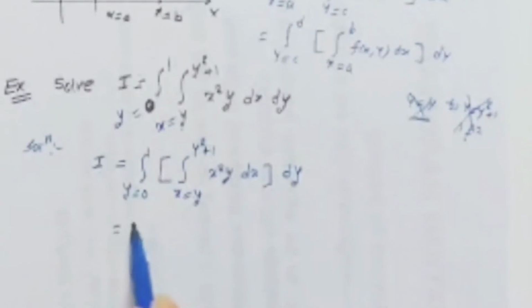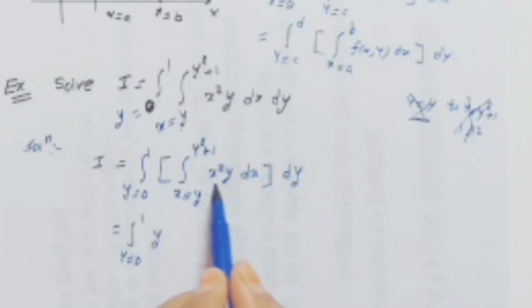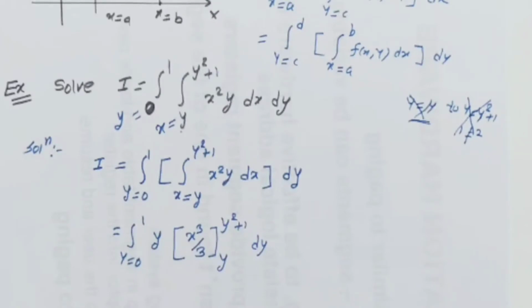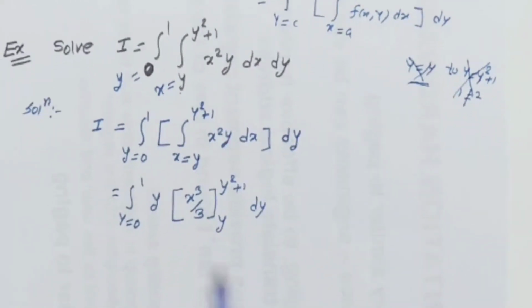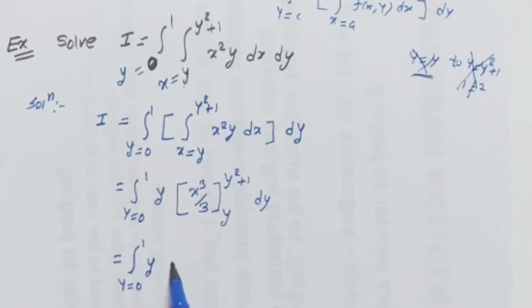So in the next step, here y varies from 0 to 1 as it is. From this term, we can take y outside because we are integrating with respect to x. So here the y term will come out to the side. Now put upper limit minus lower limit. So here integral y equals 0 to 1, y function as it is.